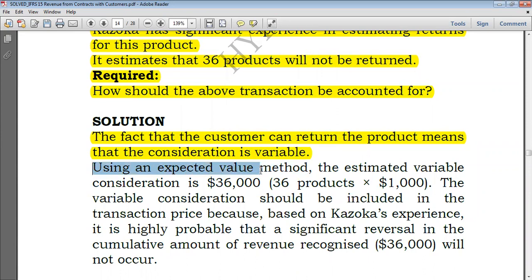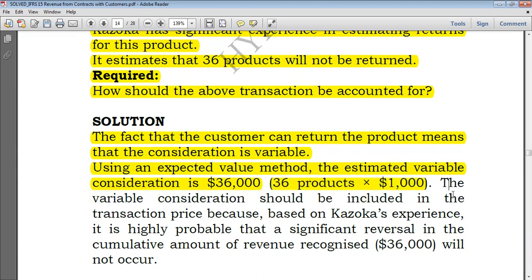So using the expected value method, an expected value actually uses probability. The estimated variable consideration is 36. Of course, for this case, we're not given probability, so we just use a normal expectation. So with our expectation, 36 products will actually not be returned. So this will be our variable consideration because we do not expect to remain having sold 40 products, because 4 would be returned. So we just remain with 36 products. And this gives you a total of $36,000. That is 36 products times 1,000 for 1 product.